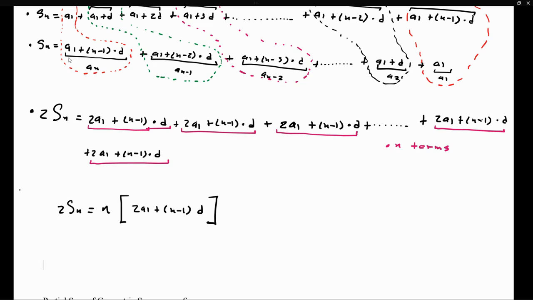But notice that this expression is only going to give us a result of 2 S of n, but we only wanted S of n. So perhaps we need to divide both sides by 2. So now we have that S of n is equivalent to n over 2, and now we have this big expression, 2 a1 plus (n minus 1) times d.